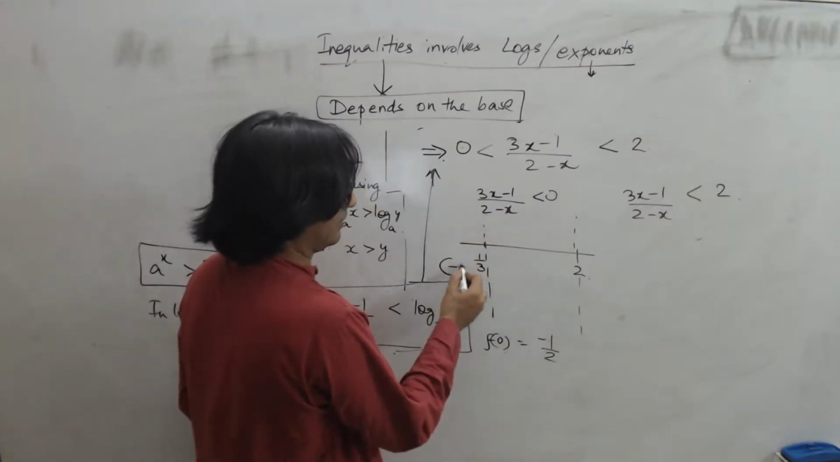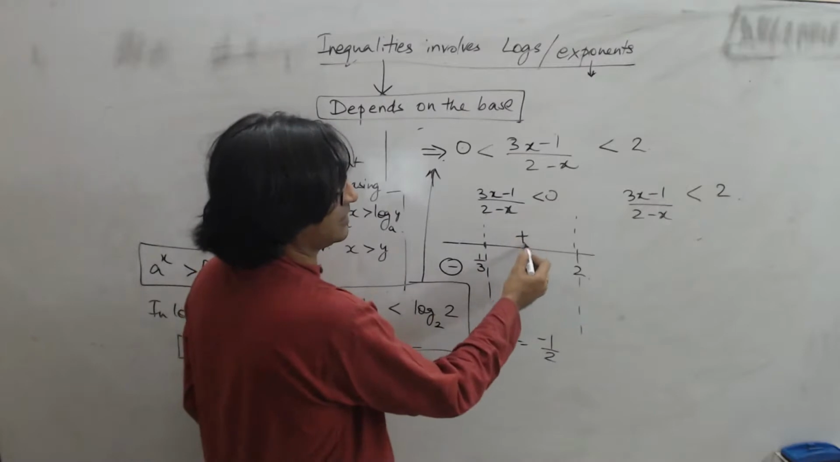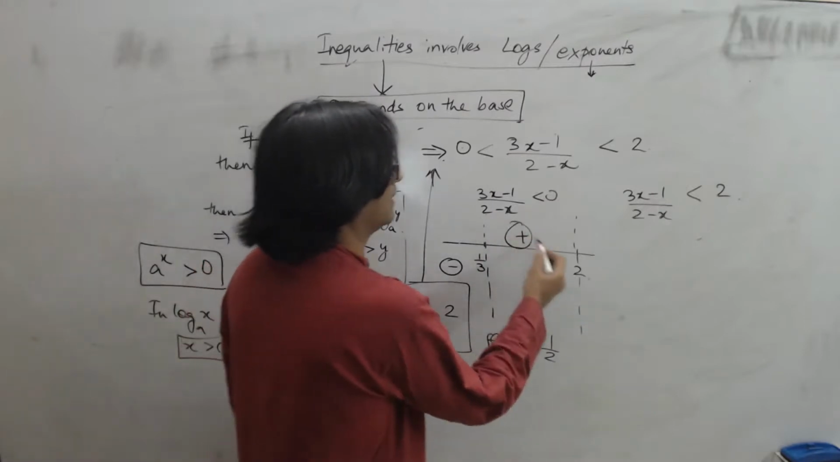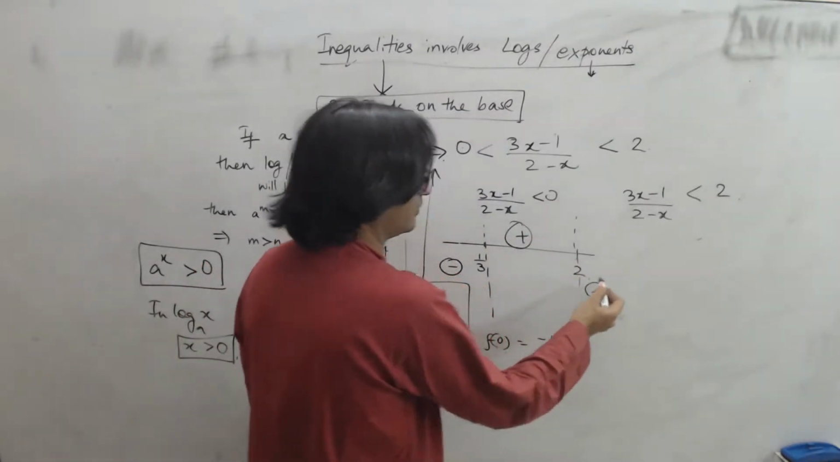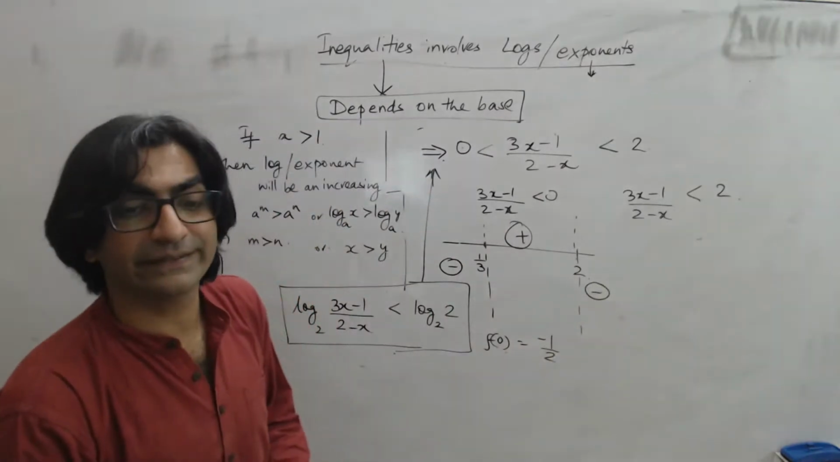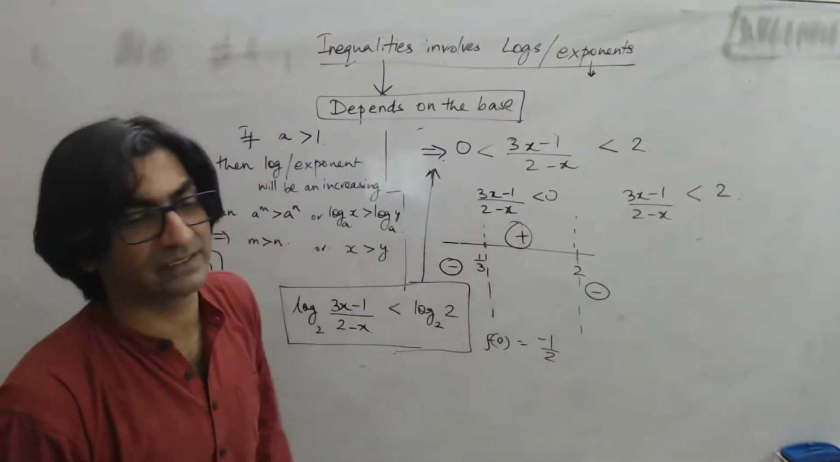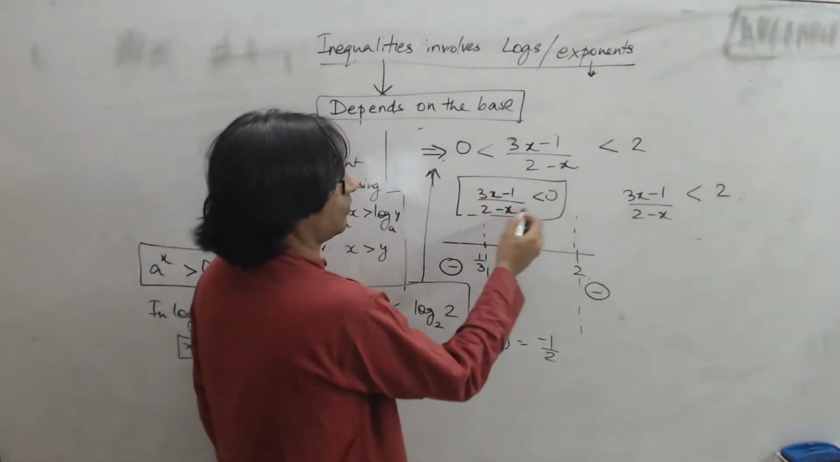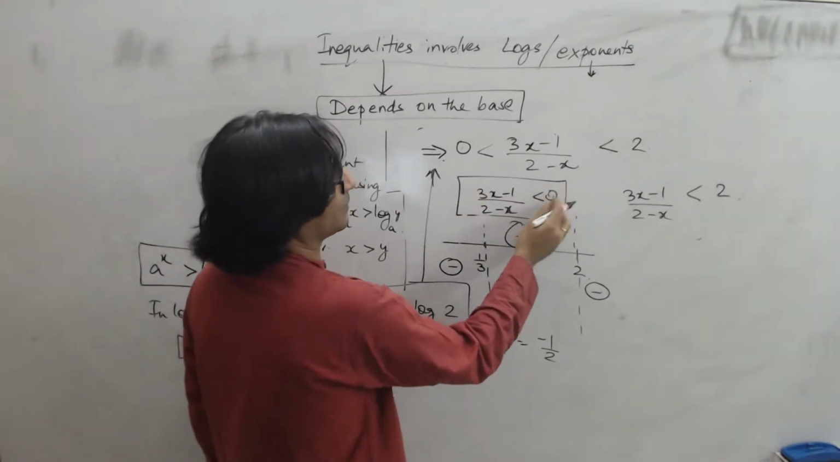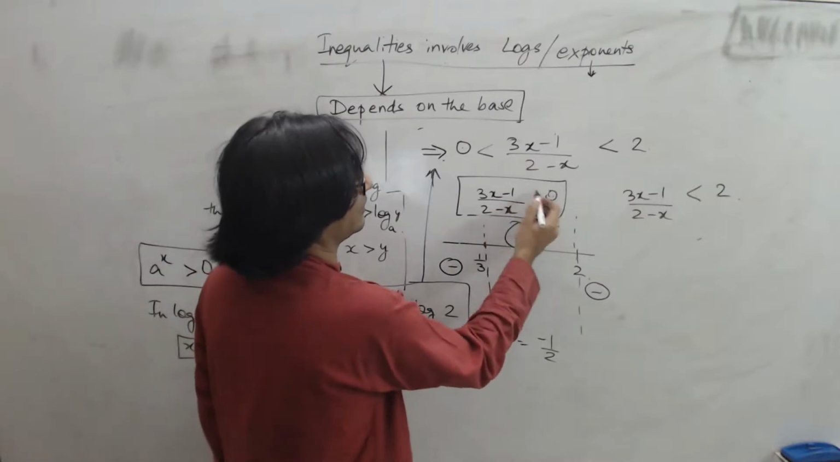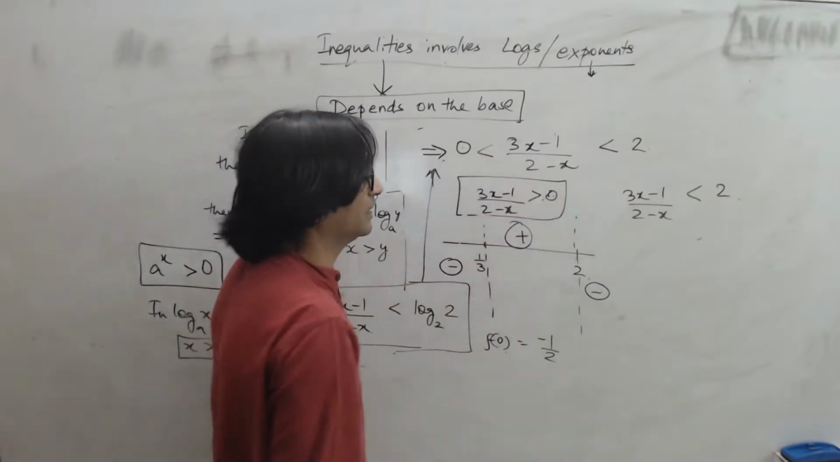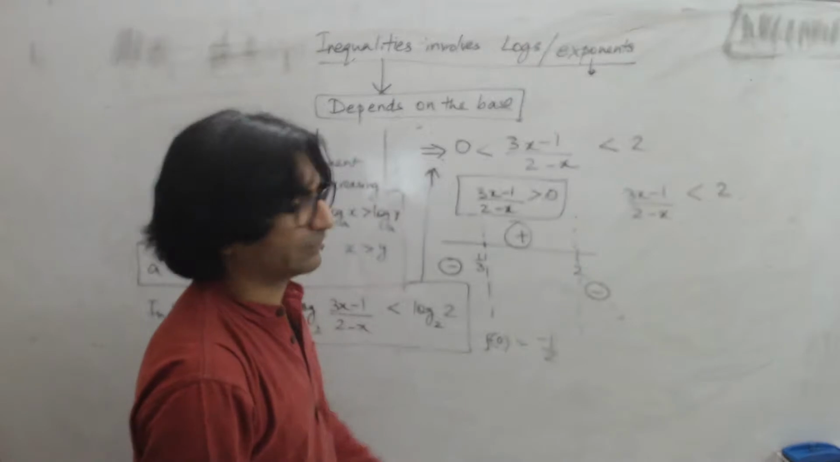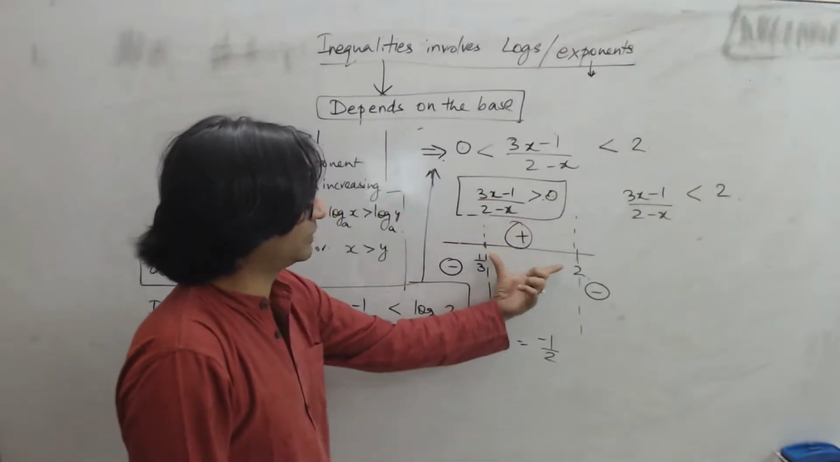So value is negative, which means the next region the value will be positive, and the region after that the value will again be negative. This is the rule of alternating signs. So the moment I get minus plus minus, you go back to the inequality and you say, okay, what were we evaluating? Greater than 0? So we want the greater than 0 part. Where is greater than 0? Positive. Positive is this region.